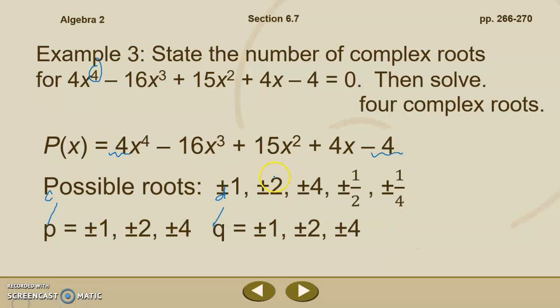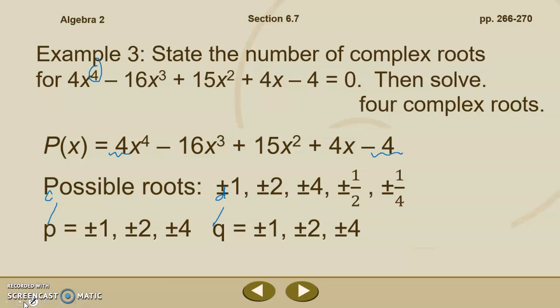Remember, rational numbers are just fractions, so we have 1 over 1, which is just 1, plus or minus 2, plus or minus 4, and plus or minus 1/2, and plus or minus 1/4. Those are our possible rational roots. To determine if they are actually roots, we can use our remainder theorem, so we can plug and chug and see if we get 0, or we can divide synthetically and see if our remainder is 0.